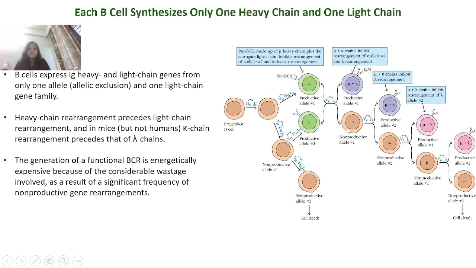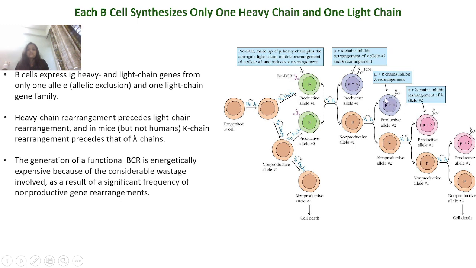But in case of this second one, again it is forming a non-productive allele. So it cannot form that receptor on its surface. It again tries to form a productive allele. It can either try and form another productive allele, or it can again lead to a non-productive allele.